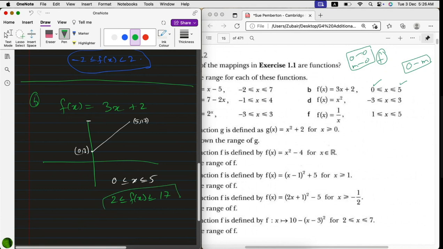So this is just our final answer. We just plug in the 0 and the 5, and then we get our range. Yes, we were given the domain, so we plug in the lowest and highest value to get the lowest and highest of the range of y.